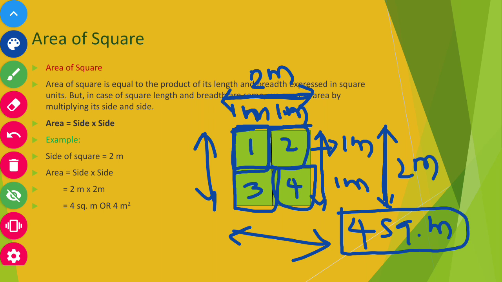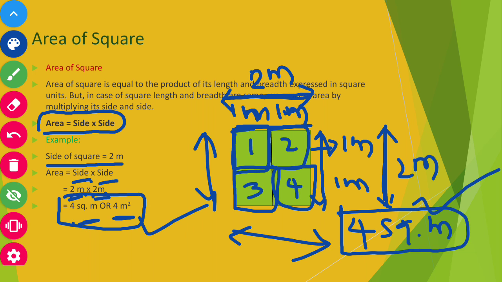Just by using this formula, I'll find the area of the square. As I said, a side of the square is 2 meters. So what is the side here? 2 meters. Into, what is the side here? 2 meters. 2 into 2 is 4, meter into meter, square meter or meter square. Did you get the same?